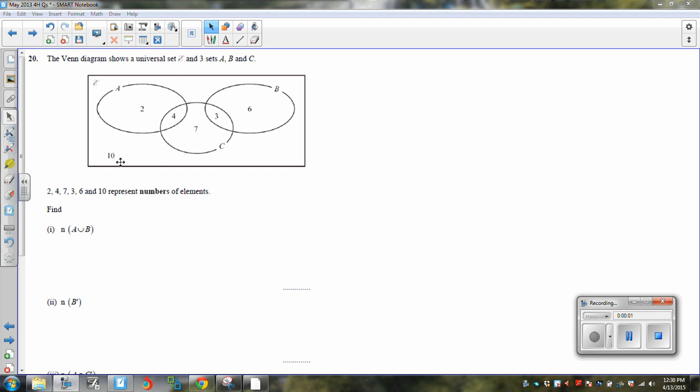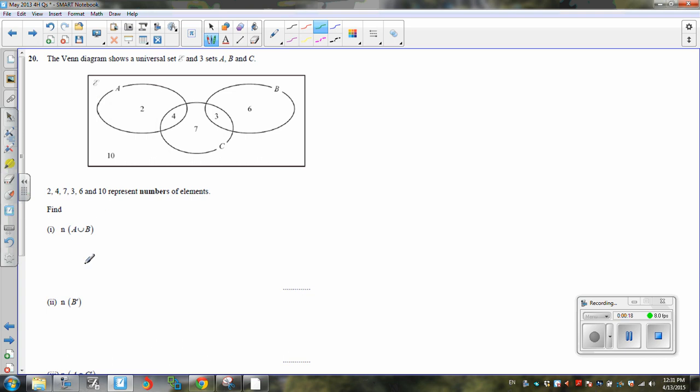Okay, first of all, it's important to realise here that the 2, 4, 7, 3, 6, and 10 represent how many items there are in each area of the Venn diagram. So there are 2 things here and 4 things here. It doesn't mean the number 2 or the number 4. Okay, so the first thing we're asked to do is work out n of A union B.